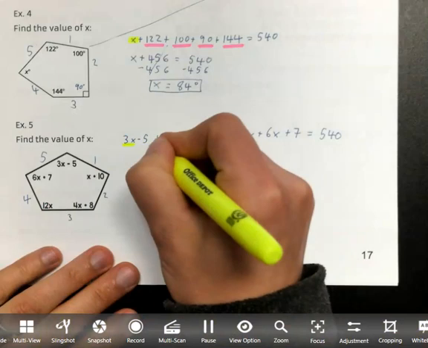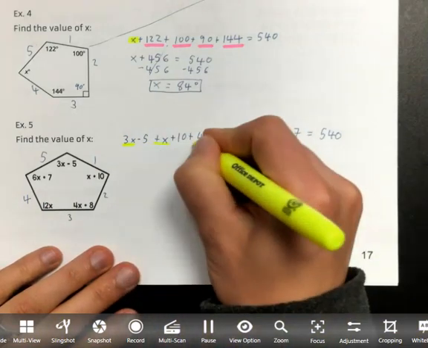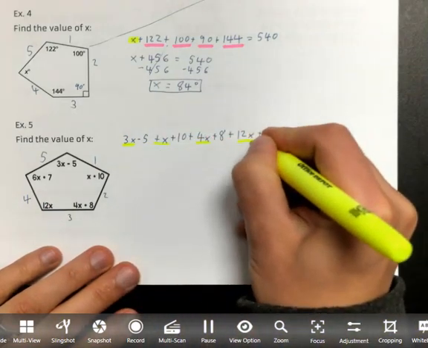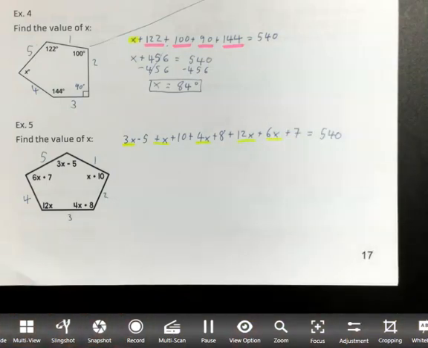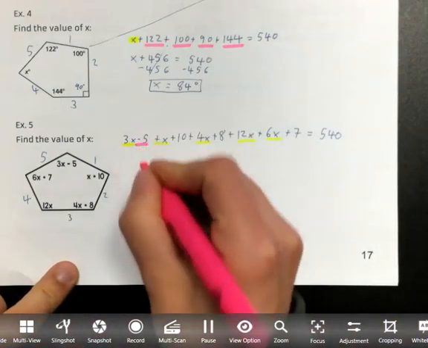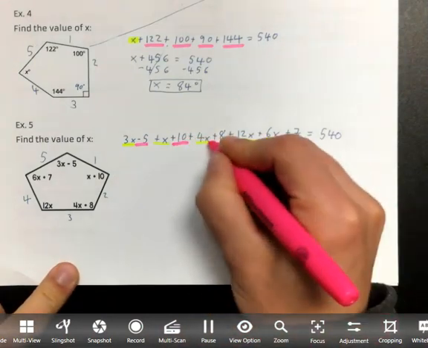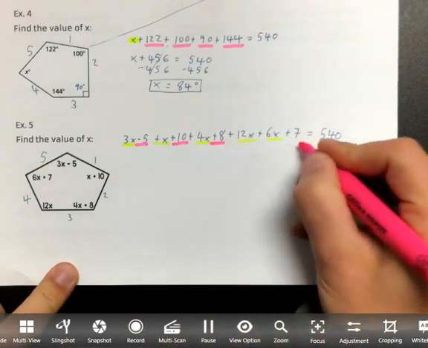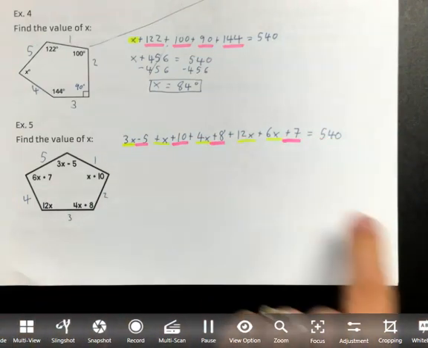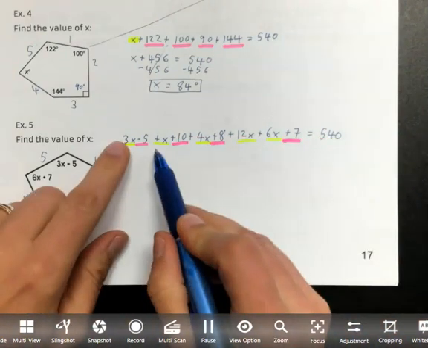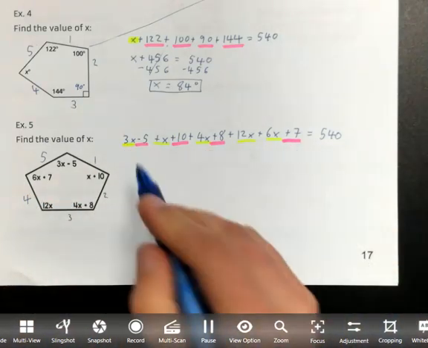This has an x in it. This has an x in it. This has an x. That has an x. And that has an x. No x. No x. No x. And no x over here. So every little thing, I know where I'm supposed to add it. All of my yellows, I'm going to go ahead and add them.